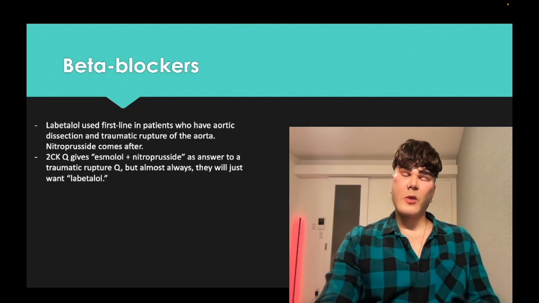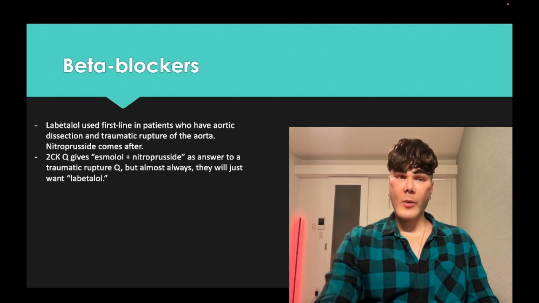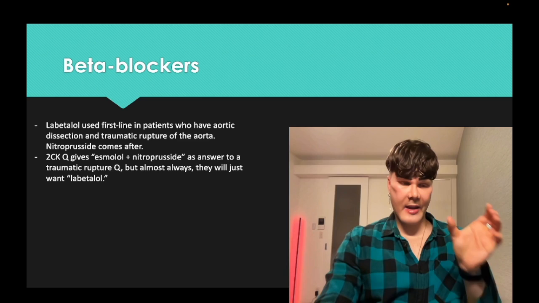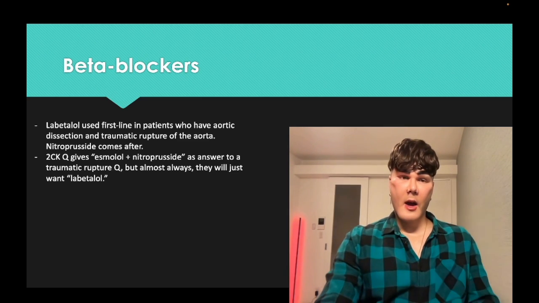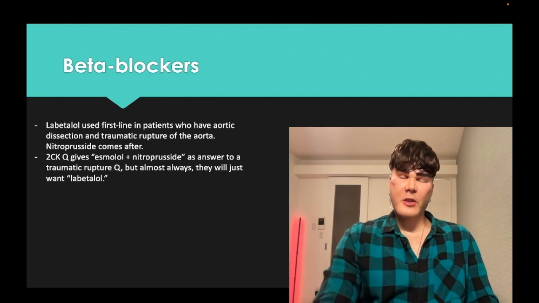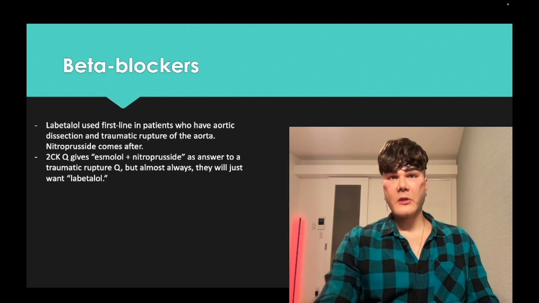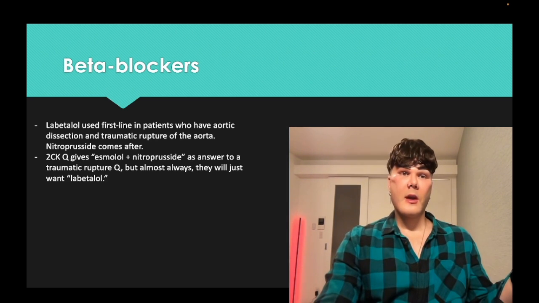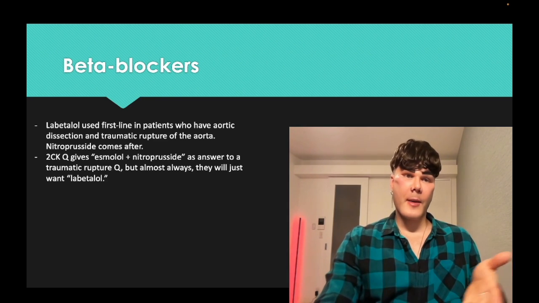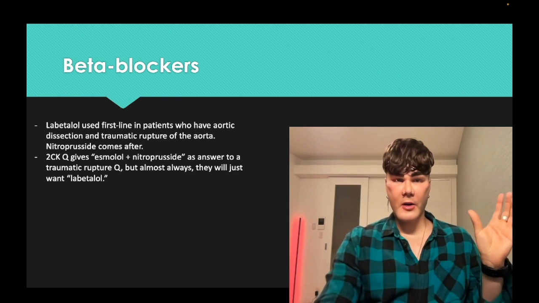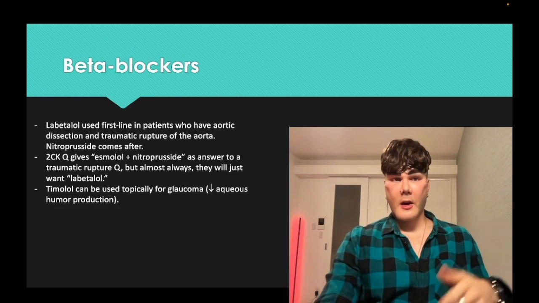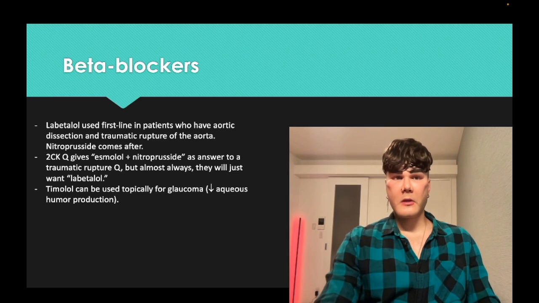And then I'm just letting you know there's a question floating around where esmolol plus nitroprusside together is the answer they want. I'm mentioning it because if I don't, I'm going to get a DM at a future point in time where a student says, oh, but you said labetalol 14 out of 15 times. Just be aware esmolol and nitroprusside together is an answer floating around somewhere. And then there's other miscellaneous uses for beta blockers, such as topical beta blocker timolol for glaucoma, which decreases aqueous humor production.